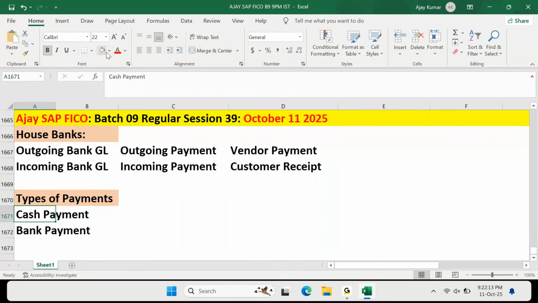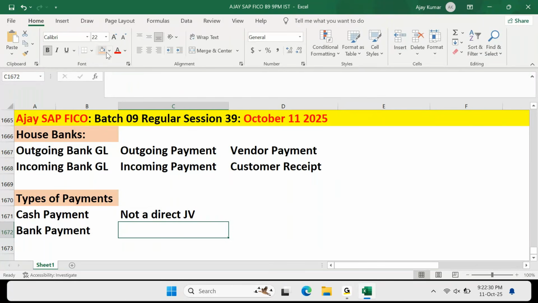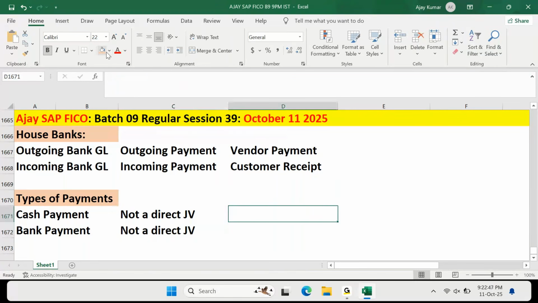Now here, when you talk about cash payment and bank payment, this cash payment is not a direct JV, and this is also not a direct JV. JV meaning what? Journal voucher, in general ledgers. It means it is not a direct debit credit accounting entry. Before you post any cash payment in SAP, there is a functionality called cash journal or petty cash.